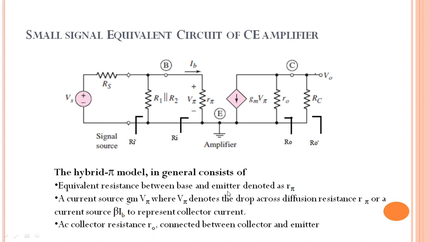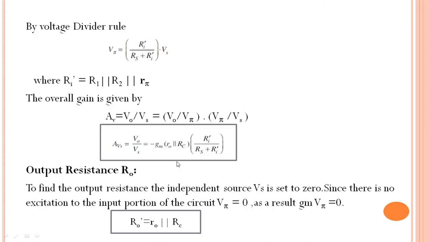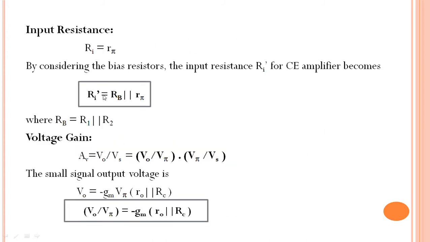First, we'll find the input resistance of the common emitter amplifier circuit. Ri dash is the overall input resistance of this common emitter amplifier circuit. From this figure, it is clear that Ri is equal to R pi, which is nothing but the base emitter diffusion resistance, and Ri dash is nothing but R1 parallel with R2 parallel with R pi. We know that R1 parallel with R2 can be written as RB. So in general, we can write Ri dash is equal to RB parallel with R pi, or R1 parallel with R2 parallel with R pi.